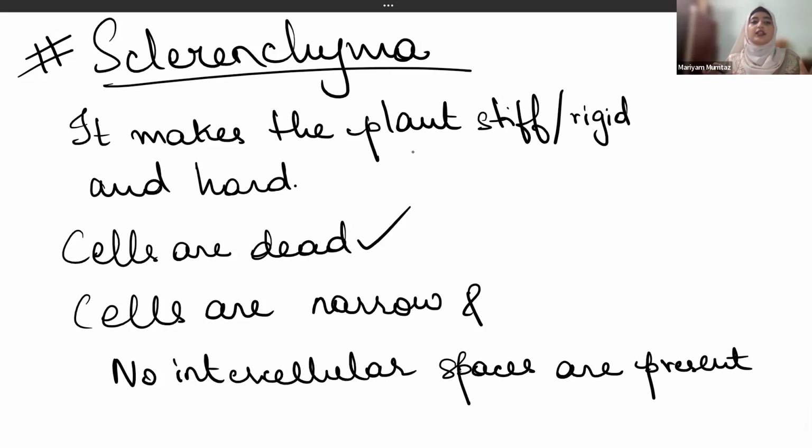Are the three simple permanent tissues clear to both of you? Yes, ma'am. Okay. Tell me, Rima, what is the problem? The sclerenchyma? See, sclerenchyma is the third type of simple permanent tissue. Simple permanent tissues are of three types: parenchyma, collenchyma, and sclerenchyma. We are talking about the third one, which is the sclerenchyma.